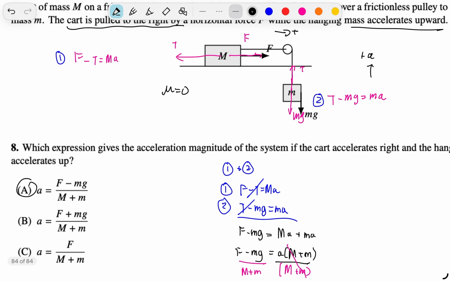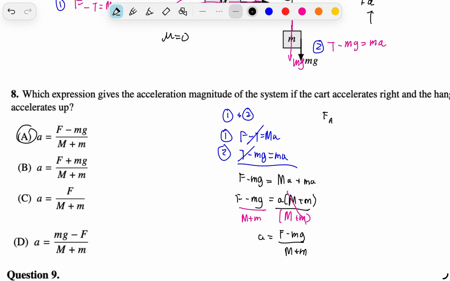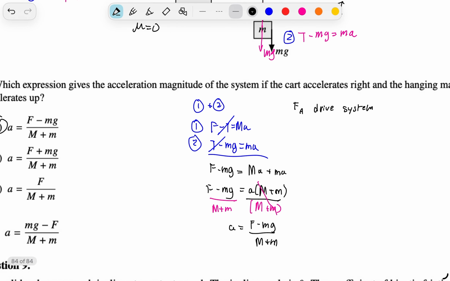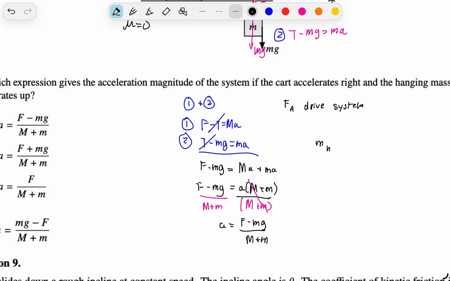So your force F is going to drive your system, and the weight of the hanging mass is going to oppose your upward motion.